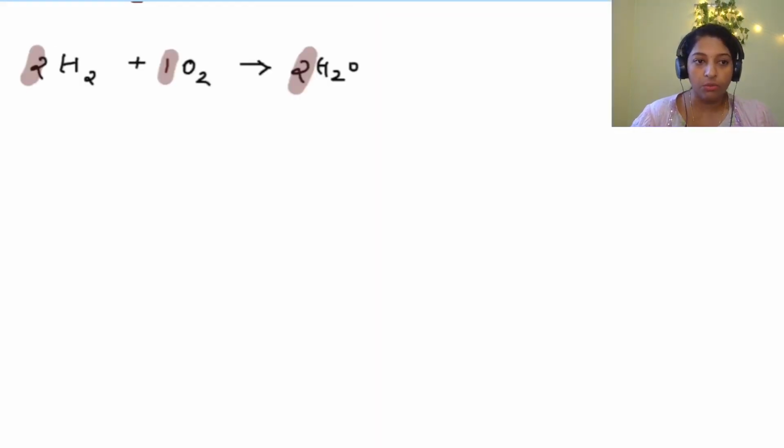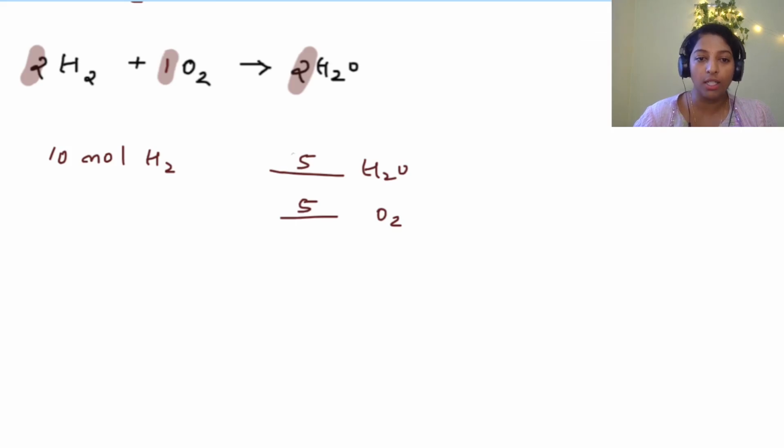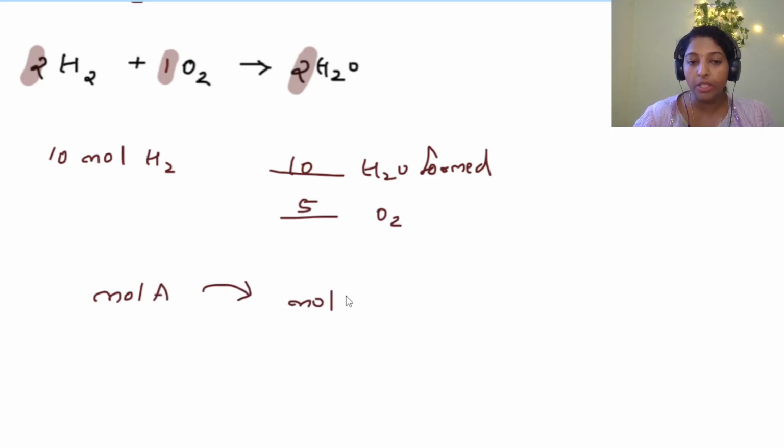So what may be the question? The first question may be like, if 10 moles of hydrogen is there, how many moles of water are formed? Or how many moles of oxygen are required? Yes, by mere looking you can tell. See the ratio 2:1. So 5 moles of oxygen required and 10 moles of water formed. Isn't it? So in this way, you can convert some moles of A to moles of B by using the mole ratio.